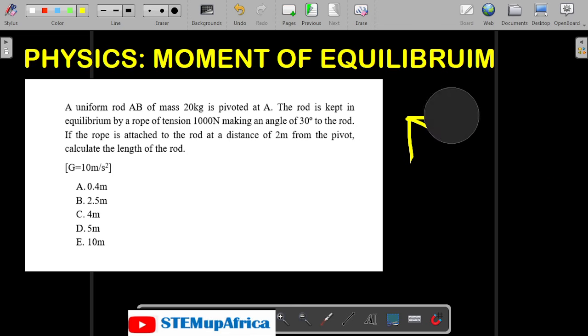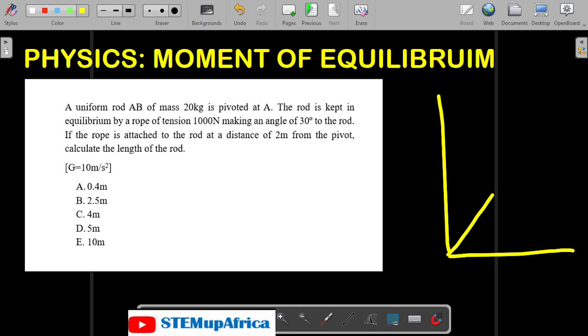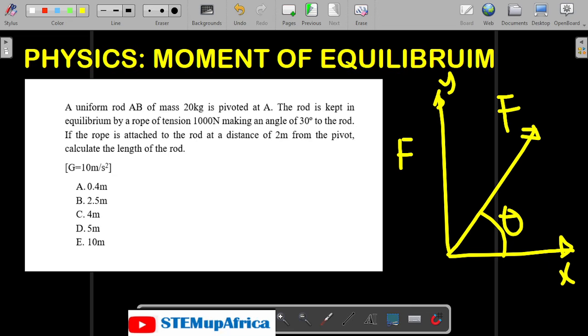So how do you resolve forces? If I have a force diagram in this way, we have a force here, and there's an angle inclined to the horizontal axis. Here is X and here is Y, for instance. If I'm to resolve this force by applying SOHCAHTOA, the vertical will give us F sine theta, and the horizontal will give us F cos theta. So you can simplify that.